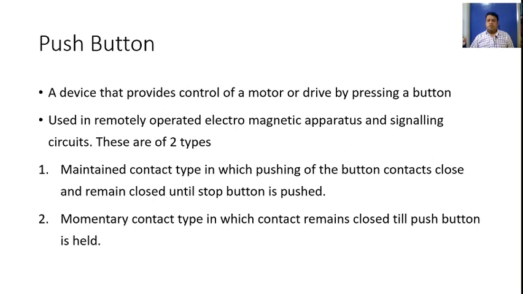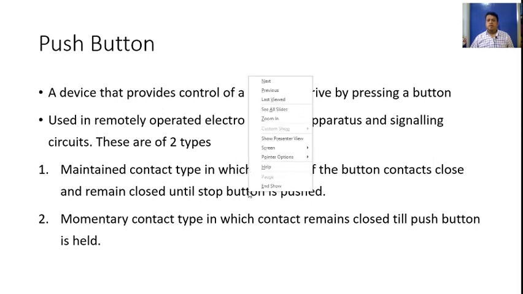We will see now. These two types of push buttons are, first, the maintained contact type, in which on pushing the button the contacts close and remain closed until the stop button is pushed again. Once you push the button, it makes contact; another time you push the button, it stops. The second is the momentary contact type, in which the contact remains closed only as long as the push button is held. So there are two types of push buttons.